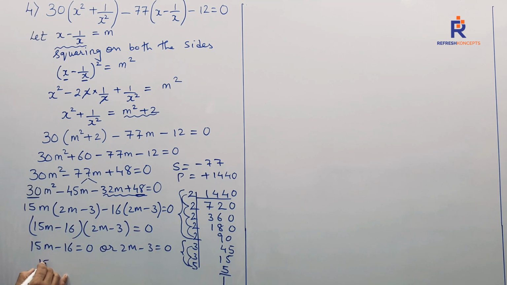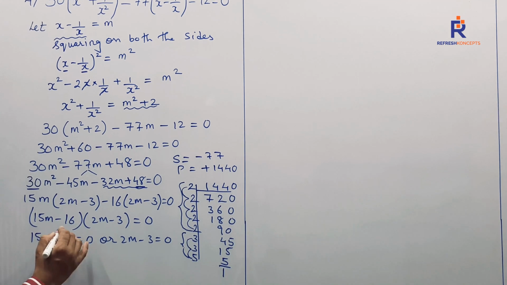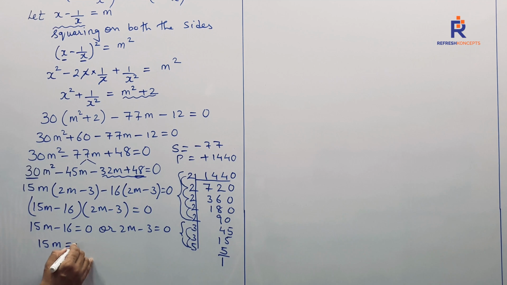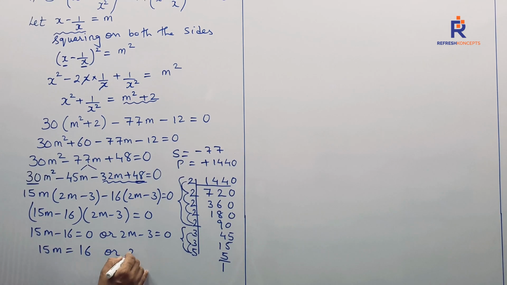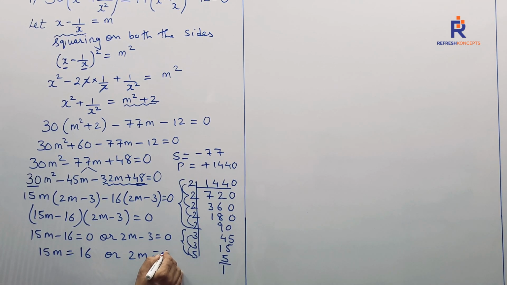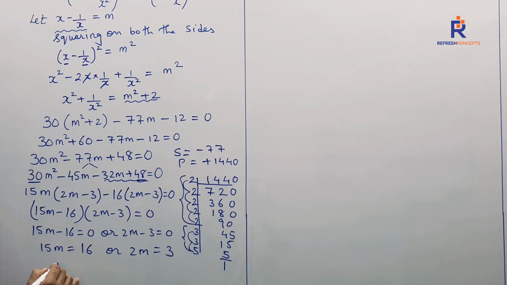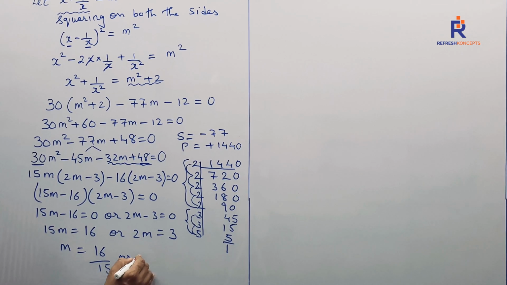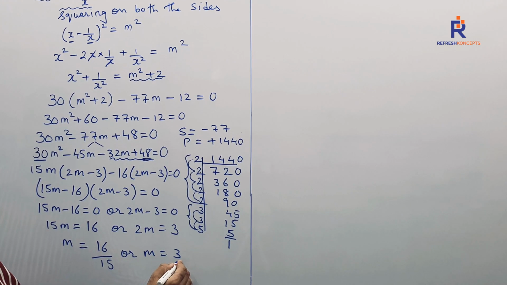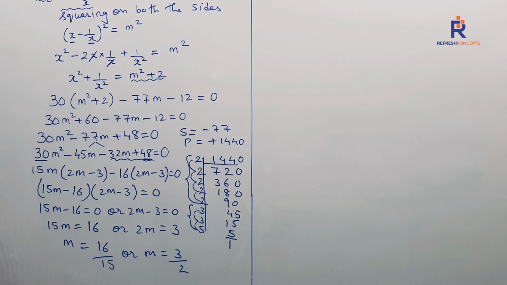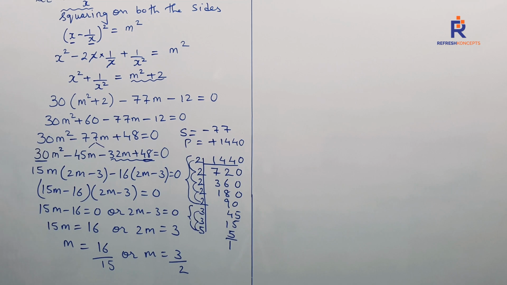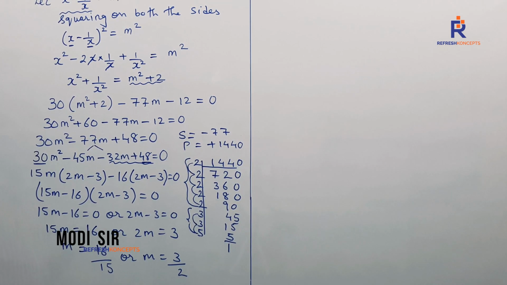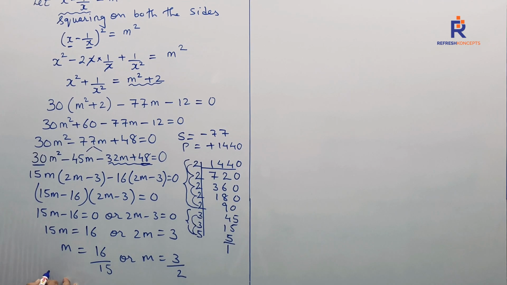15m minus 16, minus 16 goes over there, becomes plus 16. 2m minus 3, the minus 3 goes over there, becomes plus 3. m is equal to 16 by 15, or m is equal to 3 by 2. Are we done? No, indeed we are not. We are supposed to go for resubstituting the value for m.